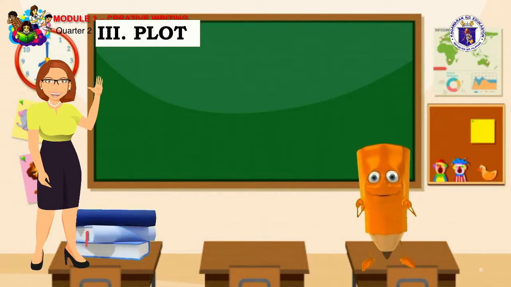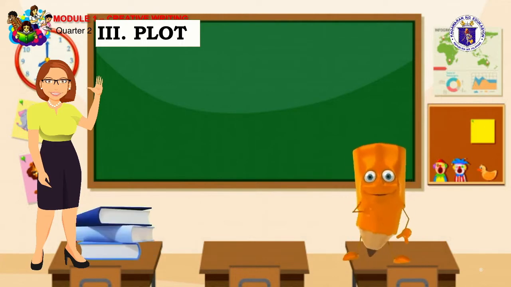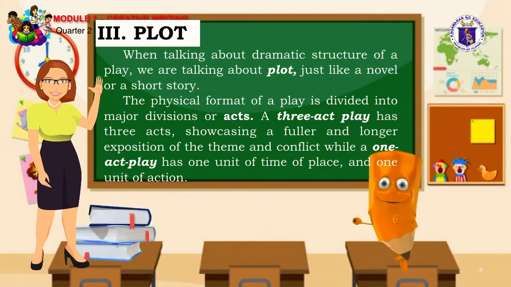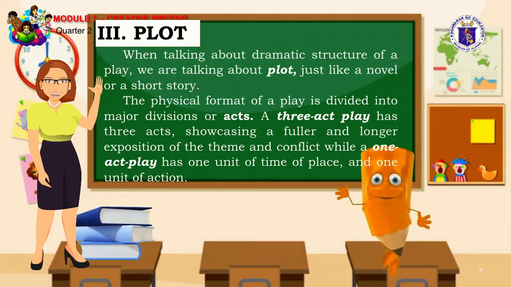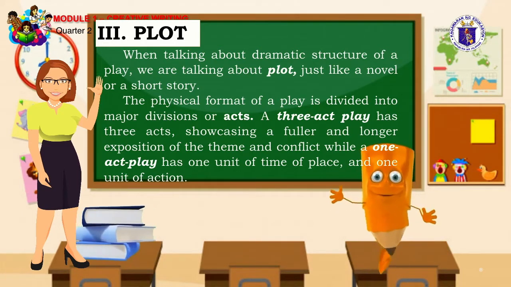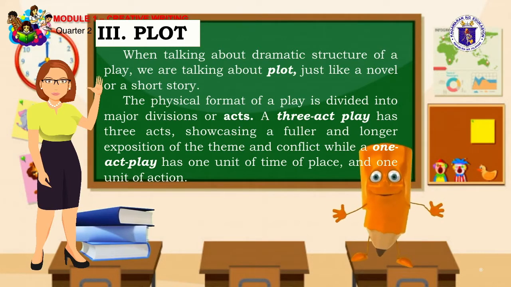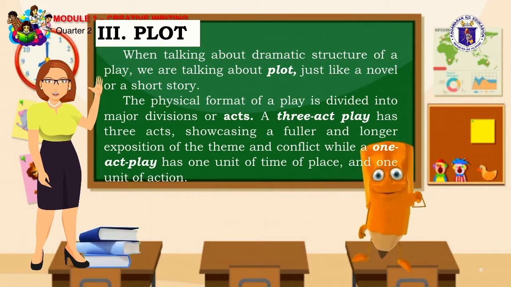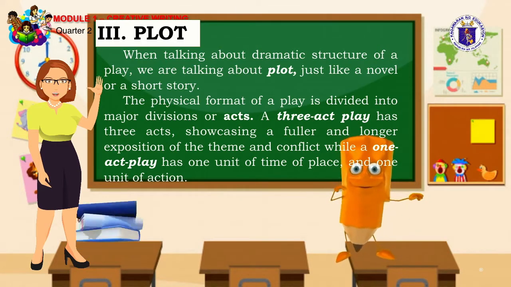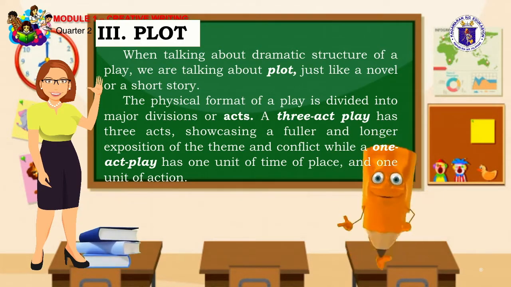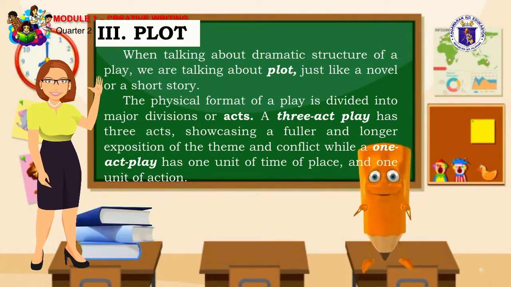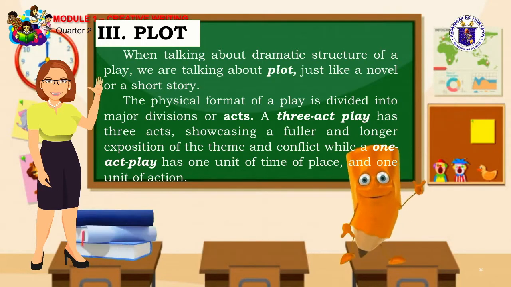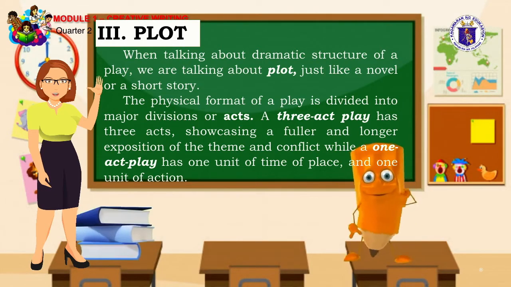Now let's discuss the plot. Now, plot, class, is that when we are going to talk about the dramatic structure of a play, we are talking about plot, just like a novel or short story. The physical format of a play is divided into major divisions or acts. A three-act play has three acts, showcasing a fuller and longer exposition of the theme and conflict, while a one-act play has one unit of time and place and one unit of action.